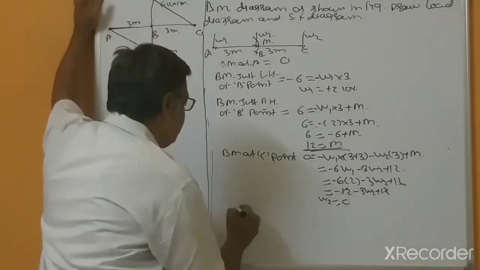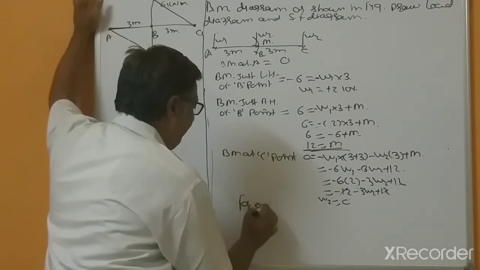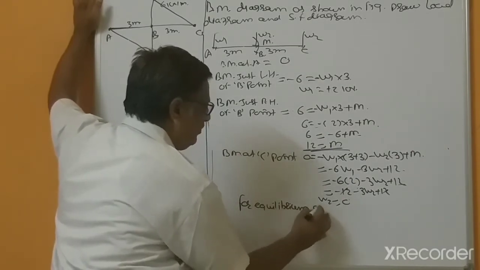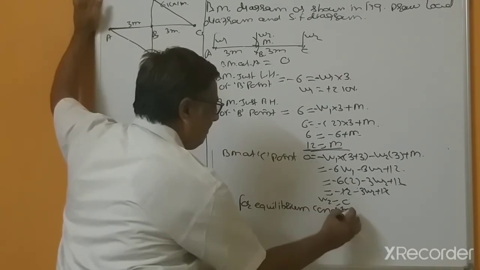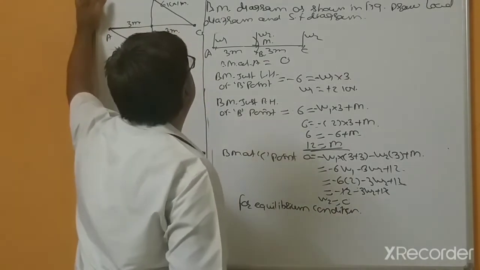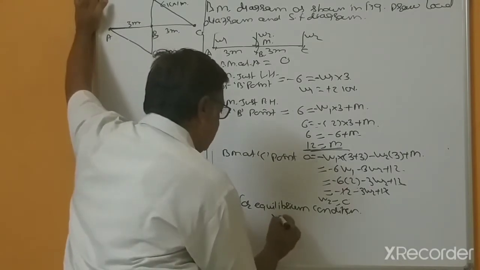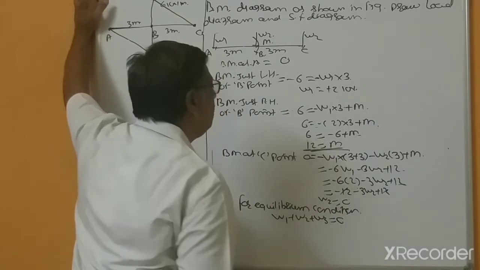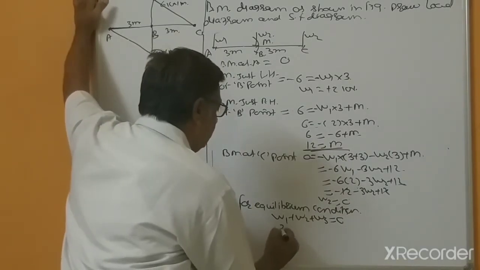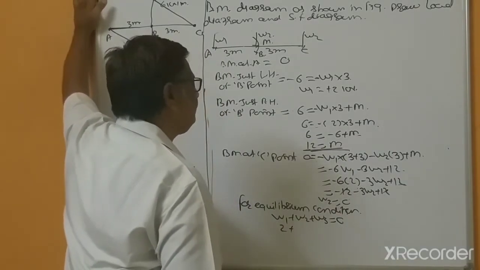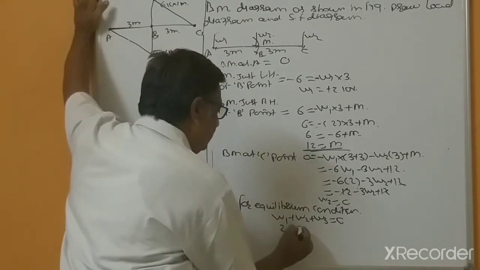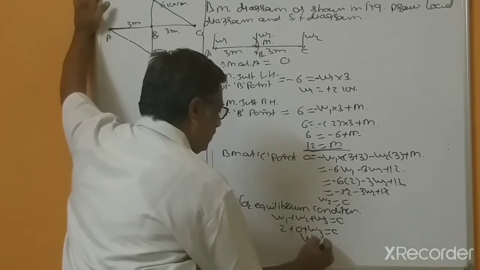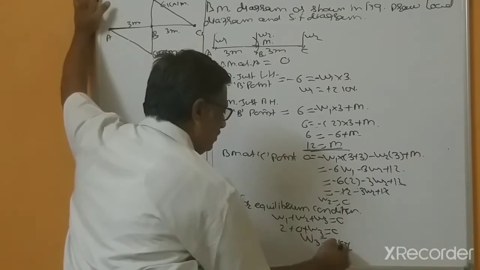And for the equilibrium condition, the sum of W1 plus W2 plus W3 is equal to 0. W1 equal to plus 2, W2 is 0, plus W3. So that's why W3 equal to minus 2 kilonewton.